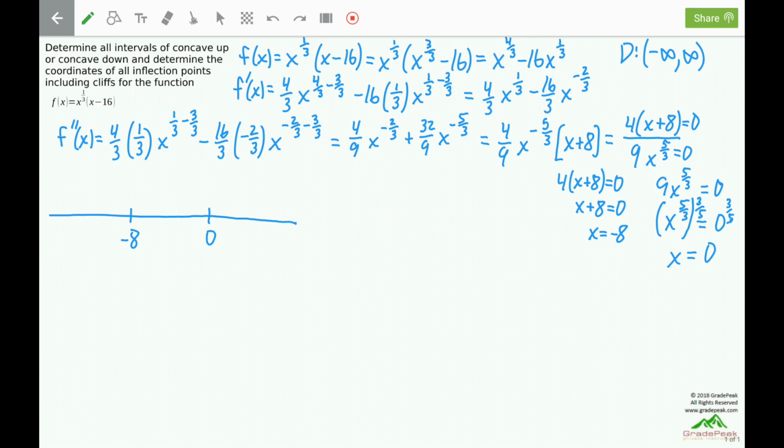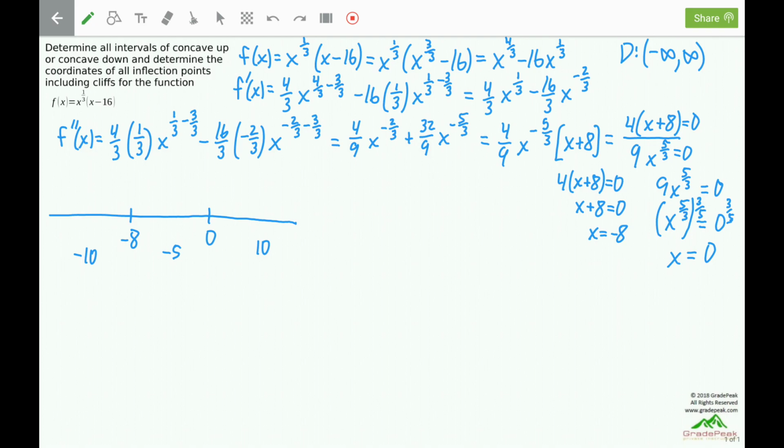This splits the domain interval up into 3 separate intervals. We can pick a test value in each of these intervals. The first interval is negative infinity to negative 8. We can pick negative 10 in there. The next interval is negative 8 to 0. We can pick negative 5 in there. And the next interval is 0 to positive infinity. We can pick positive 10 in there.